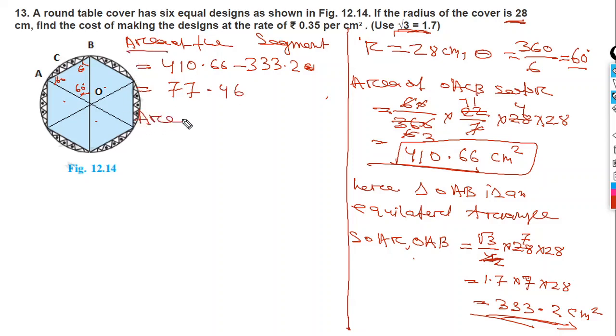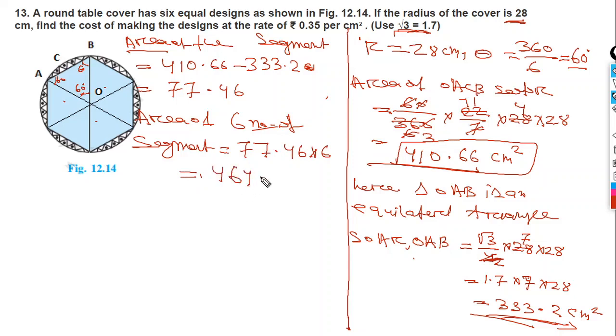Area of 6 segments, 6 number of segments are there, equals 77.46 into 6, which will be equal to 464.76 centimeter square. This is the total area of the 6 segments.